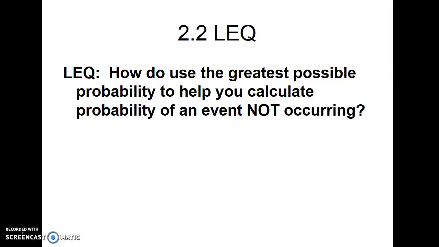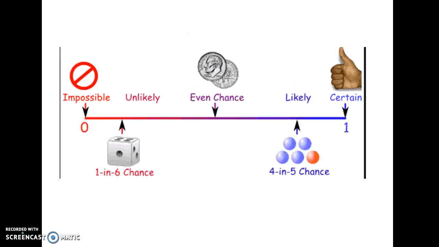Hi and welcome. We're going to talk about how to find the probability of a complement. So here's our LEQ: how to use the greatest possible probability to help you calculate the probability of an event not occurring. It always trips us up on questions when it's asking us the probability of something not happening, because we tend to not read the "not," and that gets us confused. So let's talk about that today.